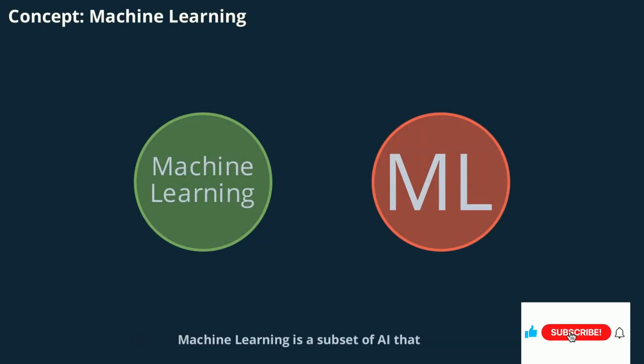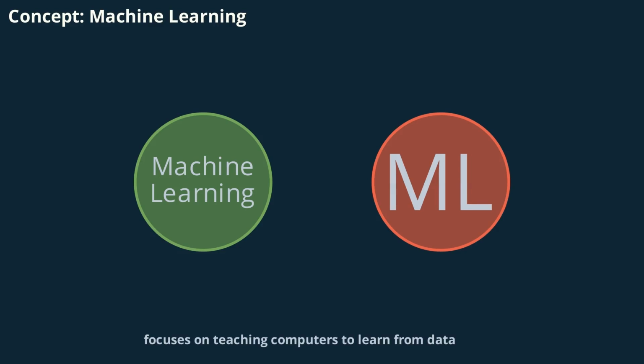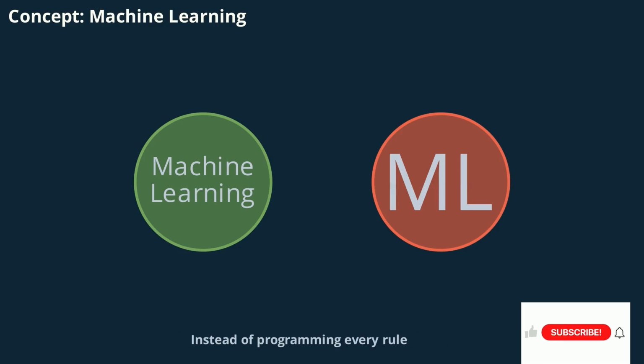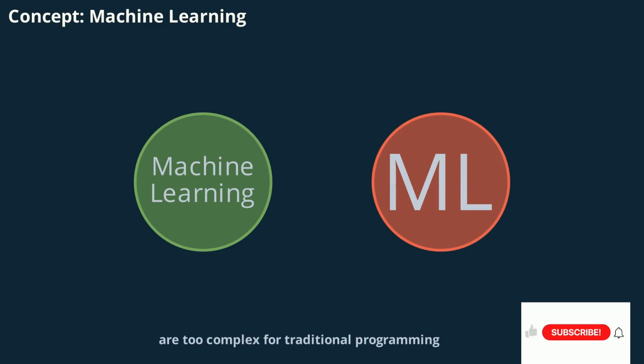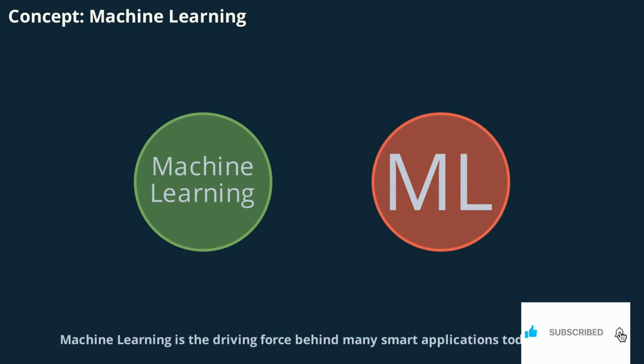Machine learning is a subset of AI that focuses on teaching computers to learn from data. Instead of programming every rule, we provide examples and let the system find patterns. This approach is more flexible and powerful, enabling computers to handle tasks that are too complex for traditional programming. Machine learning is the driving force behind many smart applications today.